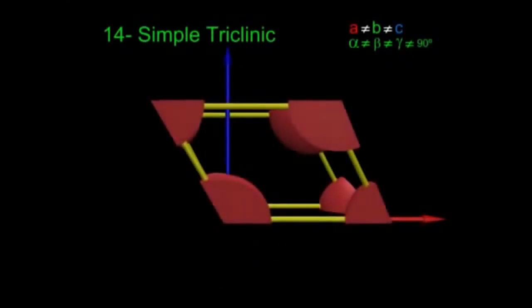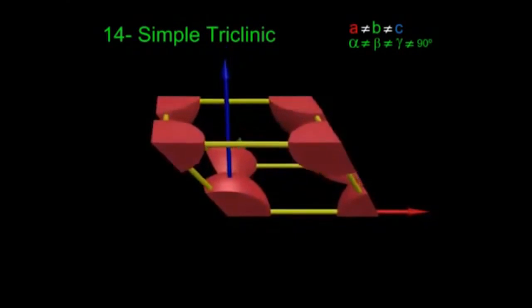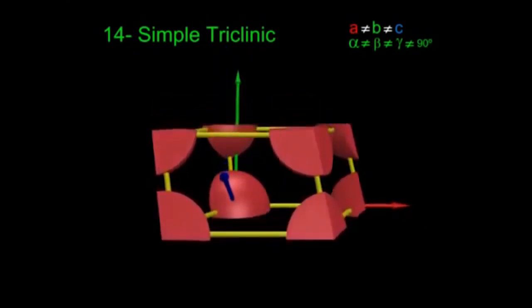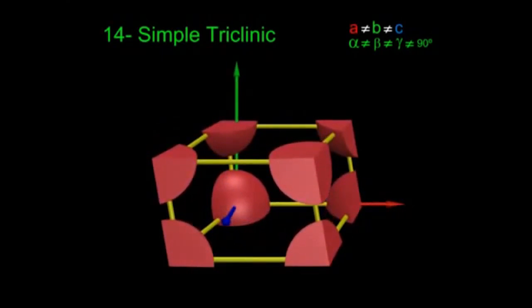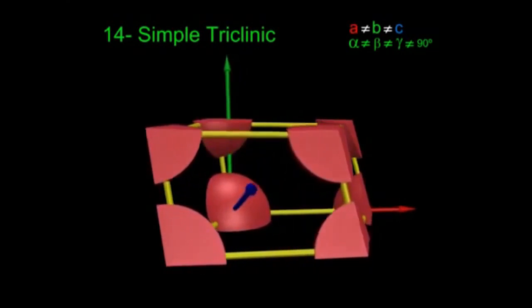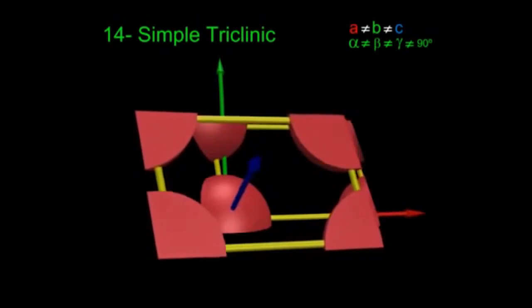The last one is simple triclinic. All sides are unequal. A is not equal to B is not equal to C, and alpha is not equal to beta is not equal to gamma, and it is not equal to 90 degrees. All angles are different and all sides are different. This is simple triclinic, and it is also a primitive cell. Atoms are present only at the corners of the unit cell.